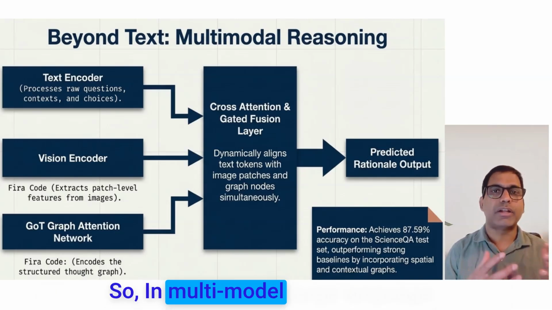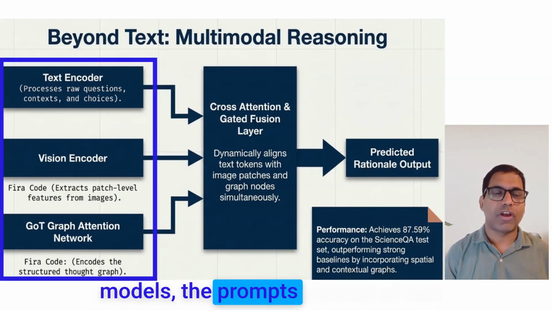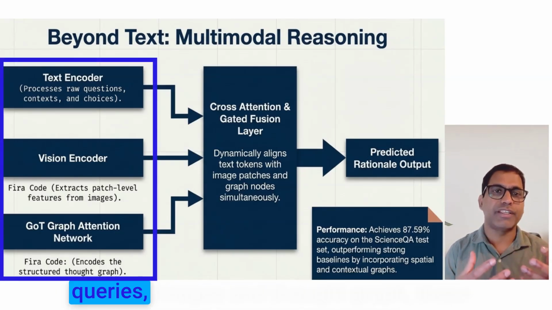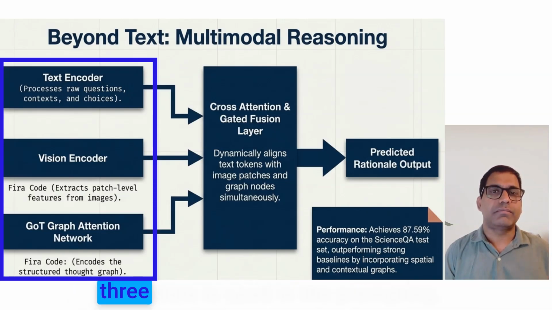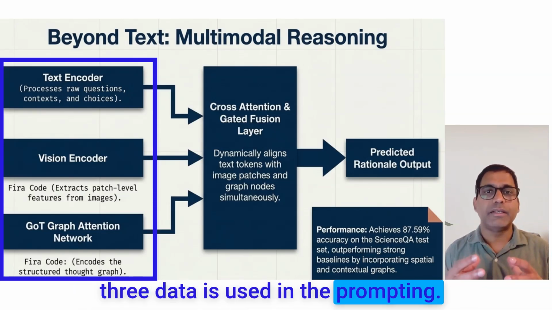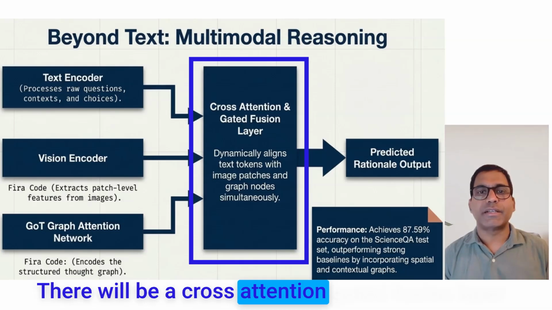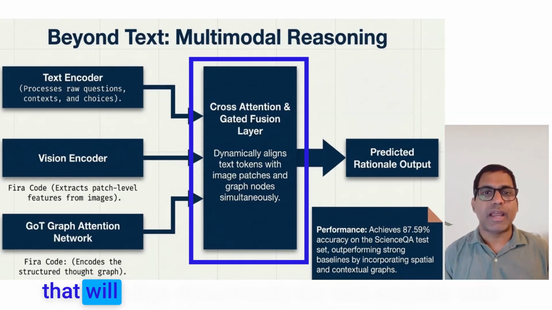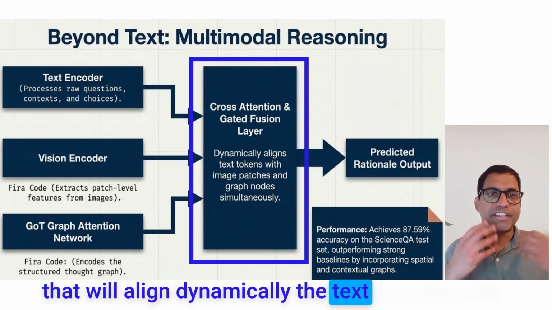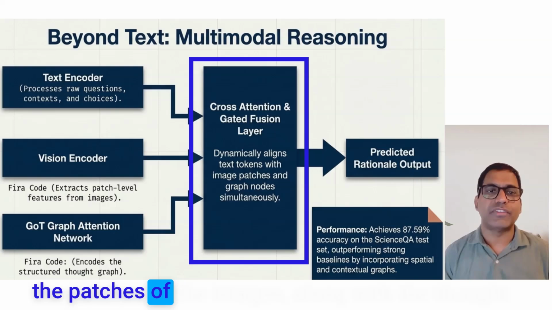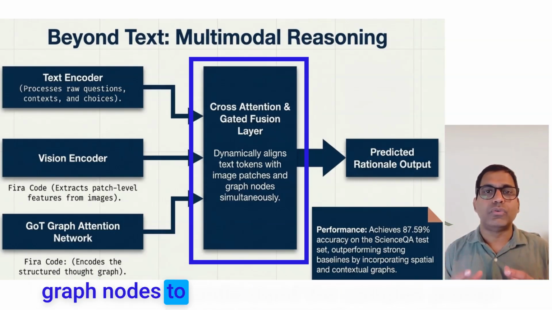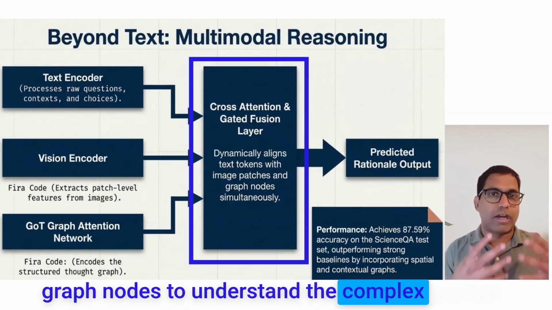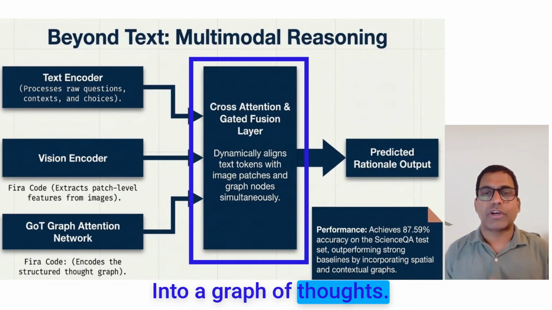So, in multi-modal large language models, the prompts consist of text queries, images, and thought graph. These three data are used in the prompting. There will be a cross attention gated fusion layer that will dynamically align the text encoder with the patches of the images along with the thought graph nodes to understand the complex prompt as a graph of thoughts.